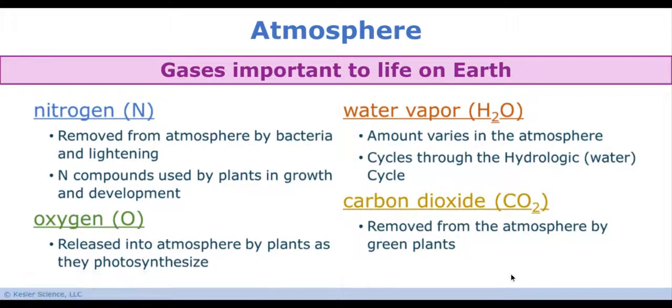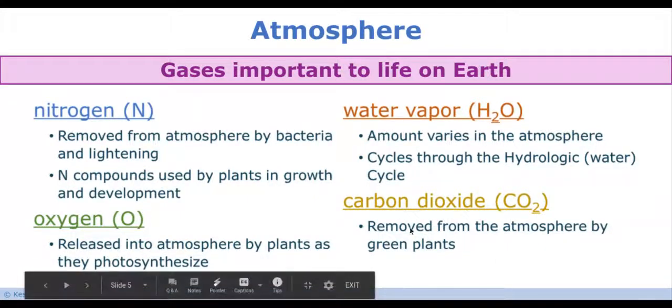So we breathe in oxygen and we emit carbon dioxide. When we breathe in, we breathe out carbon dioxide. This carbon dioxide is removed from our atmosphere by green plants. Any carbon dioxide is, not just ours. And then that plant releases oxygen back into the atmosphere through photosynthesis.